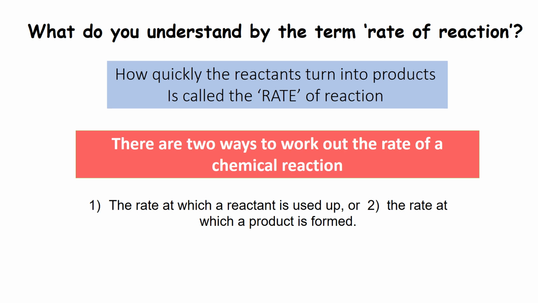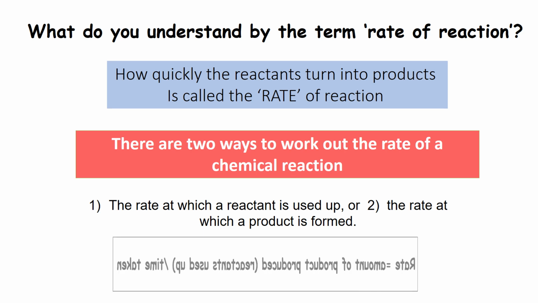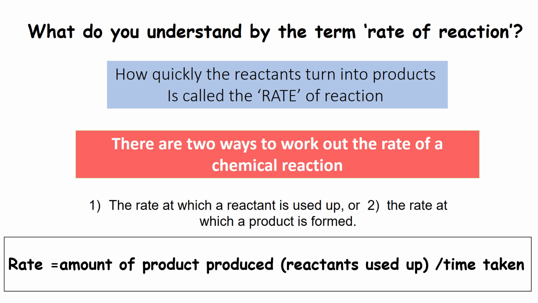That's what the rate of reaction is. And we can either work out how fast the reactants are being used up on the left side of the chemical equation, or we can work out the rate at which the product is formed on the right side of the chemical equation. So we can measure this using the equation rate of reaction equals the amount of product produced, or you can use reactants used up, divided by time taken. So how much product is produced divided by how much time was taken to produce that product, and that's how you get rate of reaction, so how fast the reaction occurred.